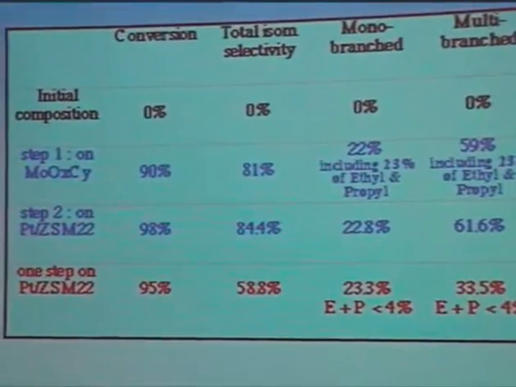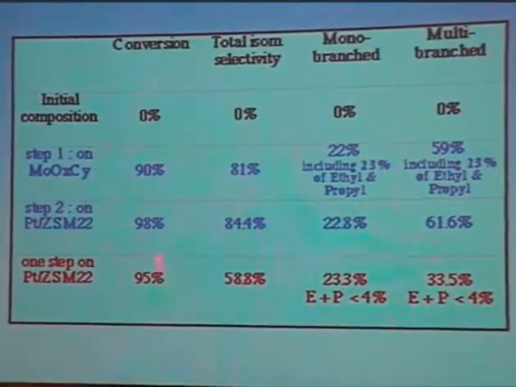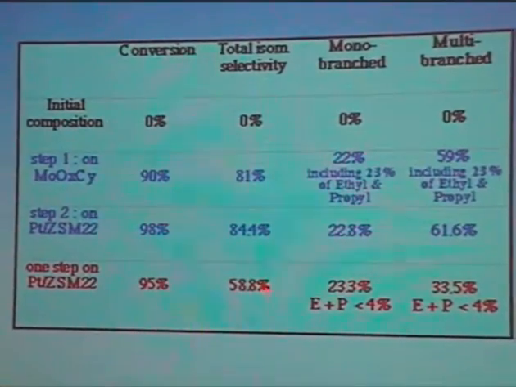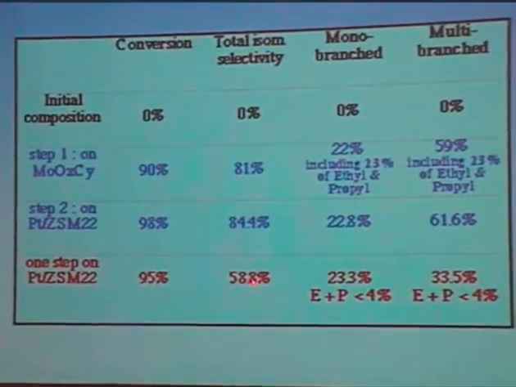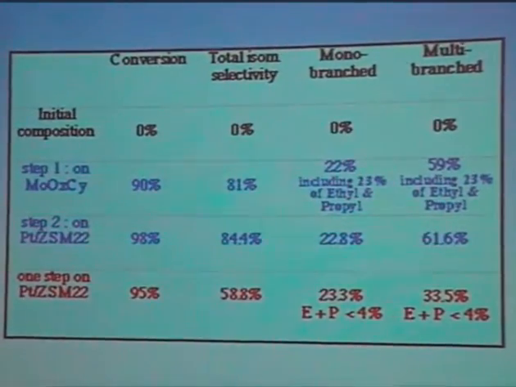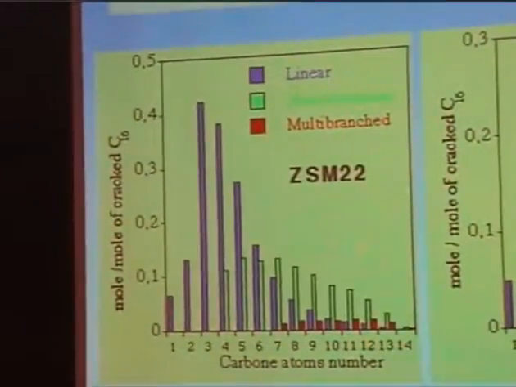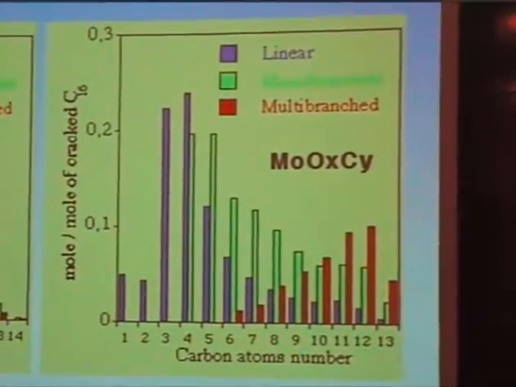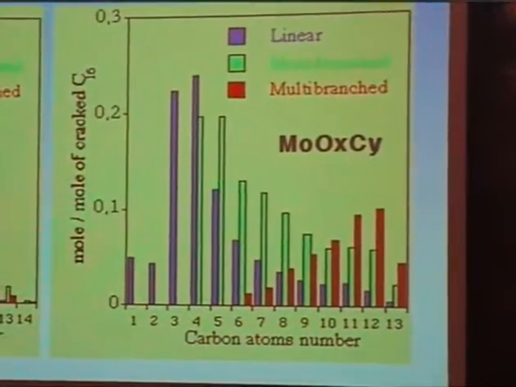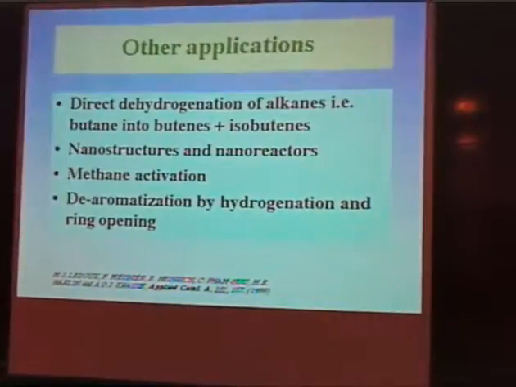If we do the same reaction in one step on Pt ZSM22, at more or less the same conversion, even at lower conversion, you see it's catastrophic, the result. We have only 59% selectivity and with almost no Si problem. That's the cracking made on these two. You see the cracked molecules which remain, because we still have cracked molecules. It's much more interesting with the carbide than with ZSM22 because they are not big molecules and branched.